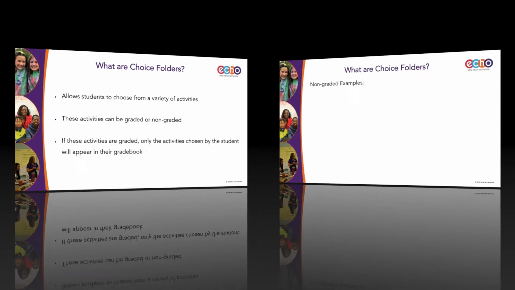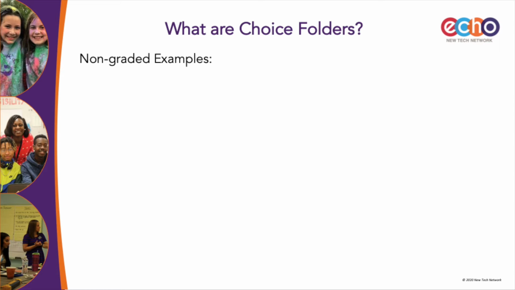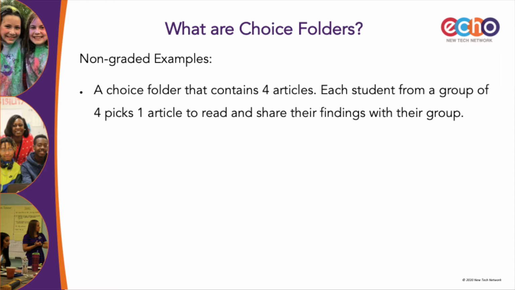in their gradebook. Some examples for using student choice folders within ECHO could be: Ms. Wood wants her students to complete a jigsaw activity in her Earth Science class that requires the students to compile a list of challenges that communities face due to climate change. She created a choice folder that contains 4 articles. Each student in the group will pick one article to read and then compare notes. Later, each group will submit a single group task summarizing their findings.